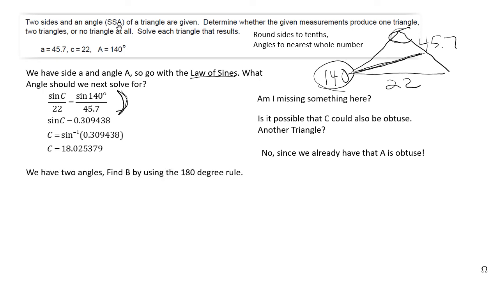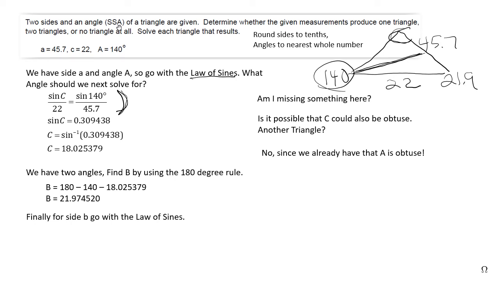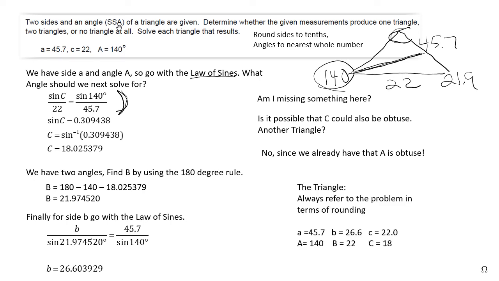We have two angles. We find angle B by the 180-degree rule. So we have angle B now. And using the law of sines, we can find side B. B over sine B is equal to side A over sine A. And we get B to be 26.6. So our triangle, and we're always referring to the problem in terms of rounding, here is the final answer.